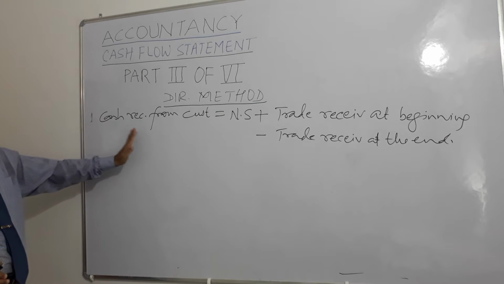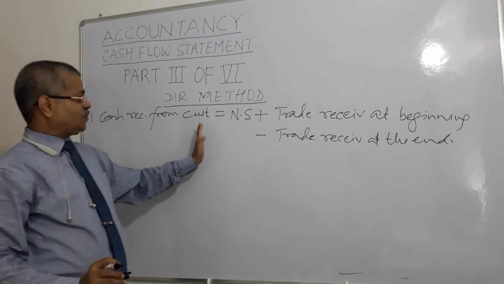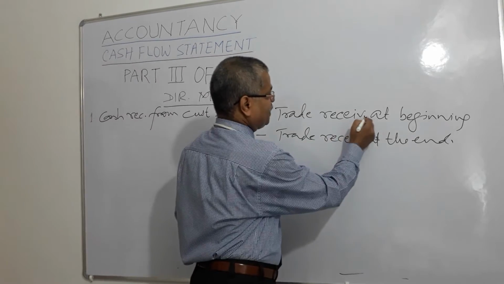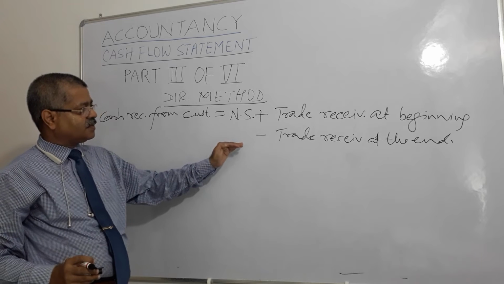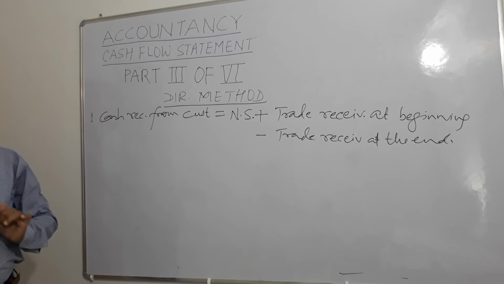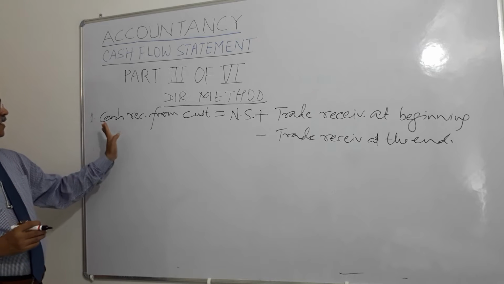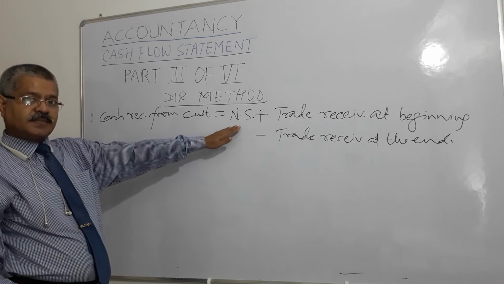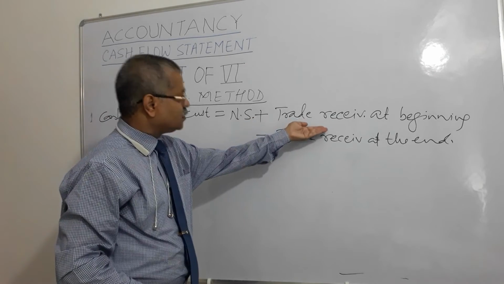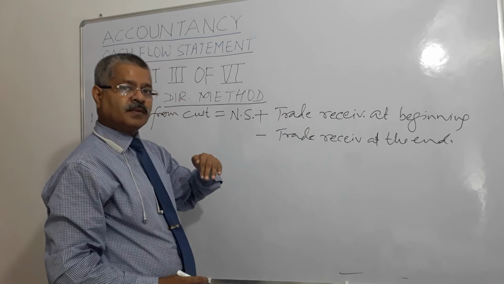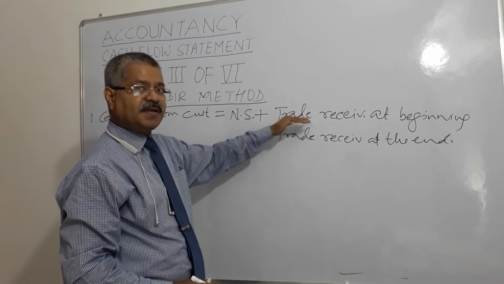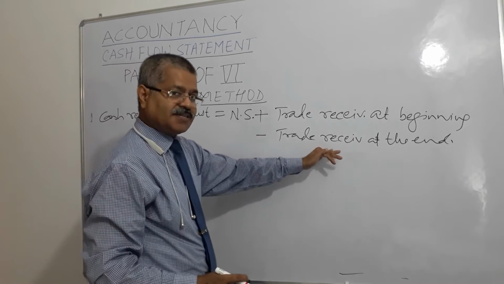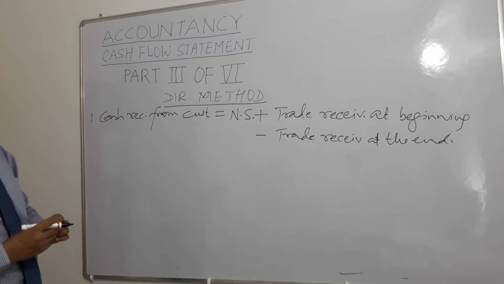First is cash received from customers. It is equal to net sales plus trade receivables at the beginning of the period minus trade receivables at the end of the period. Whatever has been the net sales, plus whatever we had to recover from customers at the beginning of the year, minus whatever remains to be recovered from customers at the end of that particular period.